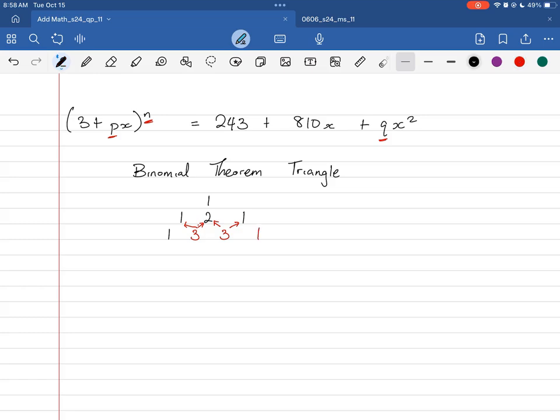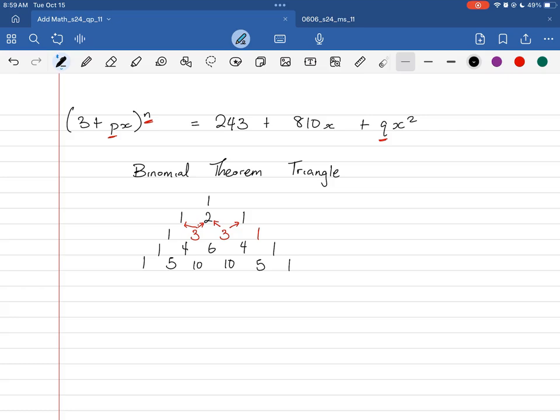For the middle numbers, you're always going to add the two diagonally above it. So here, your side is always 1. 3 plus 1 is 4. 3 plus 3 is 6. 3 plus 1 is 4, and your side is 1. 4 plus 1 is 5. 6 plus 4 is 10. 6 plus 4 is 10. 4 plus 1 is 5, and 1. So basically, this is how your binomial theorem triangle goes. That's the coefficient that each number is going to have.